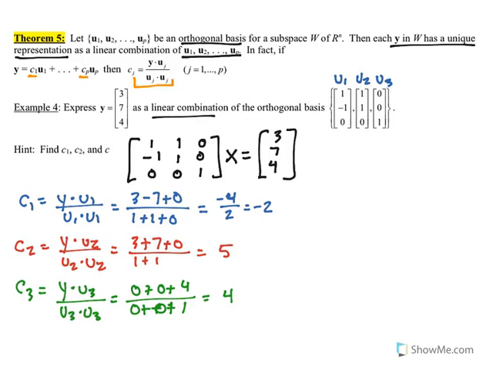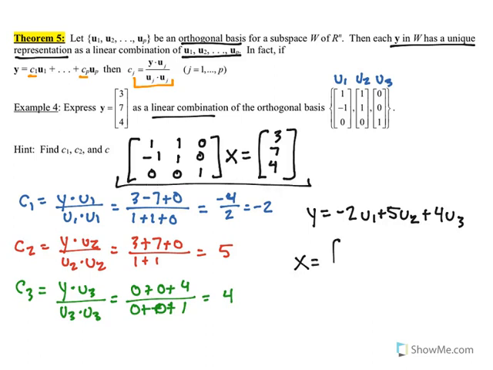To express y as a linear combination of the orthogonal basis, y will be equal to negative 2u1 plus 5u2 plus 4u3. Or alternatively, the x vector that is a solution to this matrix equation will be negative 2, 5, 4. Okay, there you go. Just some easy math if we're not using our calculator.